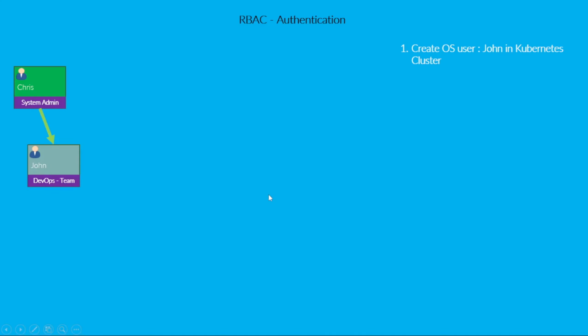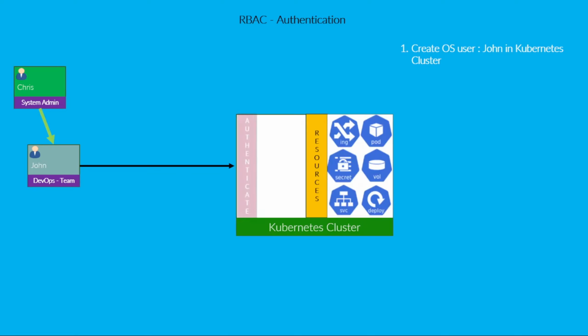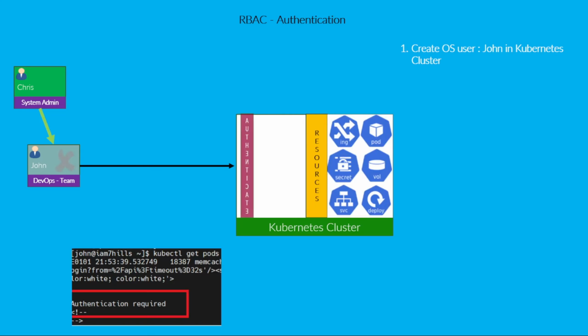The system administrator creates a user called John. Once John gets his access, he will try to execute the kubectl command inside the Kubernetes cluster. What John will see is "authentication required". One thing I would like to clarify here: the operating system user is completely different from a Kubernetes user. In Kubernetes, there is no such thing as a Kubernetes user.